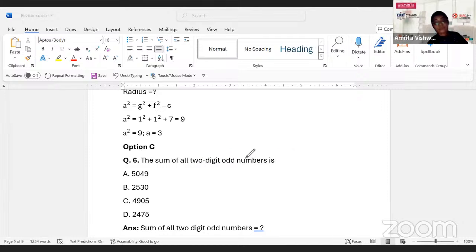Sum of all two-digit odd numbers, is it something like 5049, 2530, 4905 or 2475? You need to think of where the two-digit odd number starts and where it ends, the first and the last one. If you have the first, second, third, you will get a common difference. Once you have the common difference, you can find the nth term. Once you have the nth term, you can substitute for Sn, the sum of n terms. But for that, you have to identify what type of series it is. I think mostly you're studying or concentrating on the arithmetic one only.